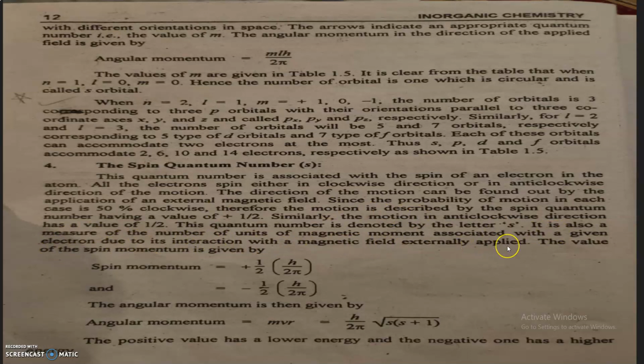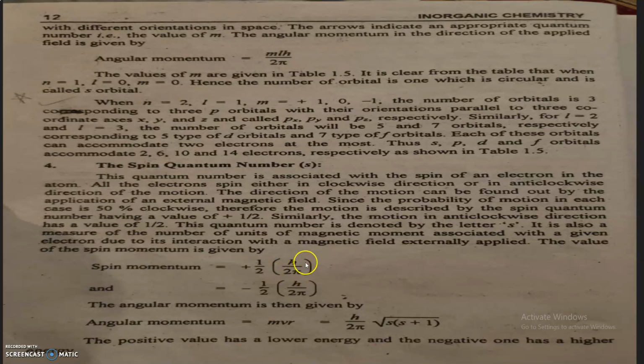Like when the electron will show spin quantum number when an external magnetic field is applied. This is not the magnetic field of the electron. You are providing an external magnetic field to the atom, and as a result of that, the electron will start spinning. So the value of the momentum is given by Planck's constant upon 2 pi.